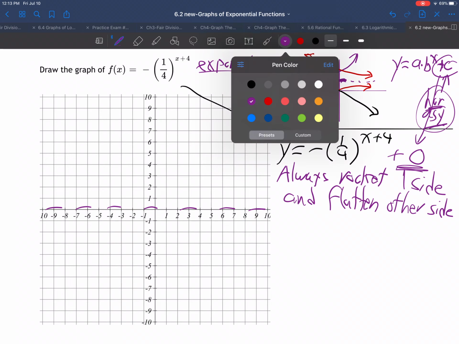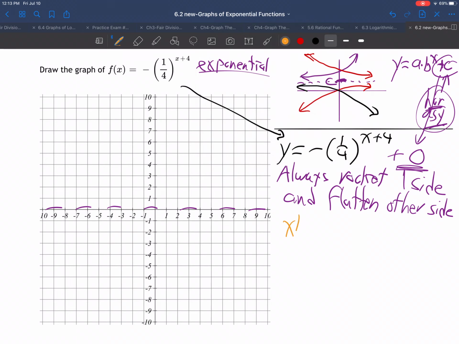Okay, so let's make our table now. So an XY table, I'm just going to plug in. I always just start with 0 because it's often nice, not always. So negative 1/4 to the 0 plus 4. I just plugged in 0 there for x. What is that? That is negative 1/4 to the 4.